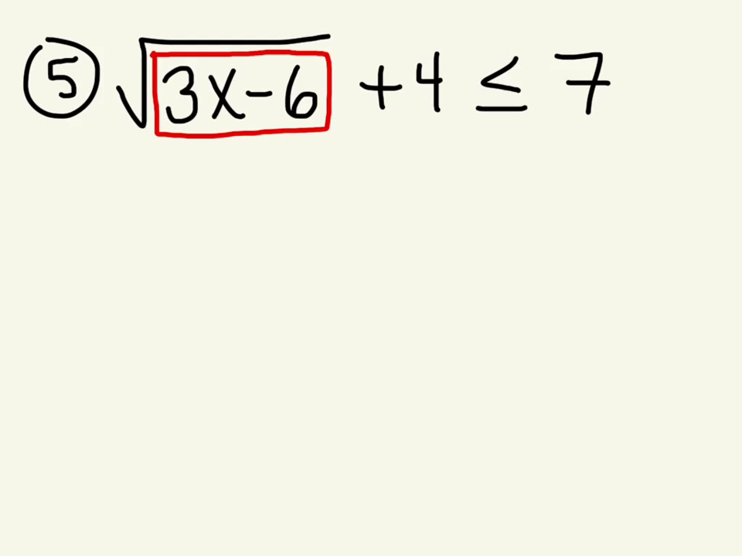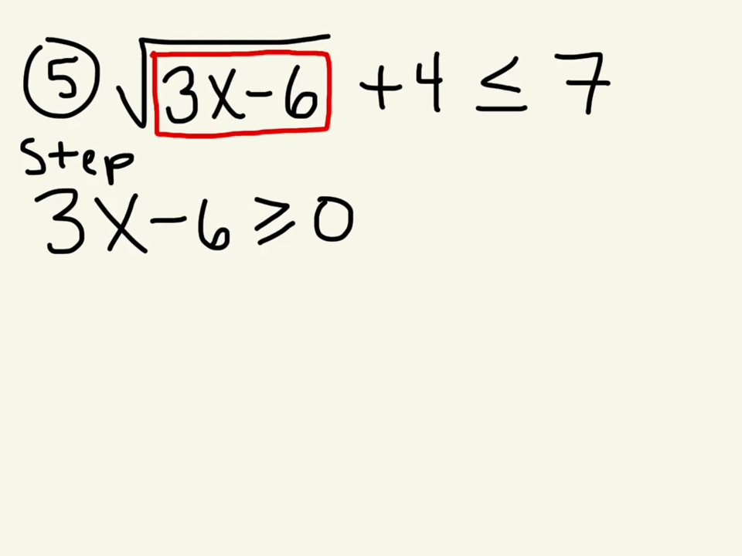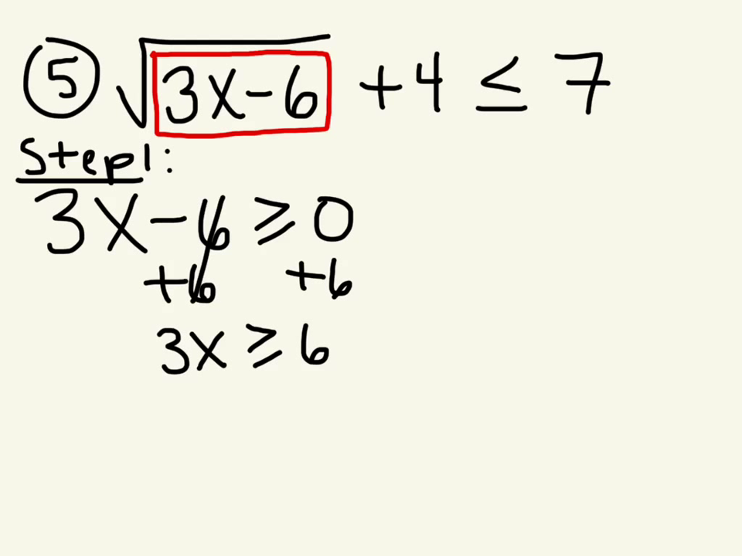I want to make sure that 3x minus 6 is greater than or equal to 0. So that's step 1. Now let's solve this inequality to find my boundary point on my number line. I add 6 to both sides, and I get 3x is greater than or equal to 6. Dividing both sides by 3, I end up with x is greater than or equal to 2.